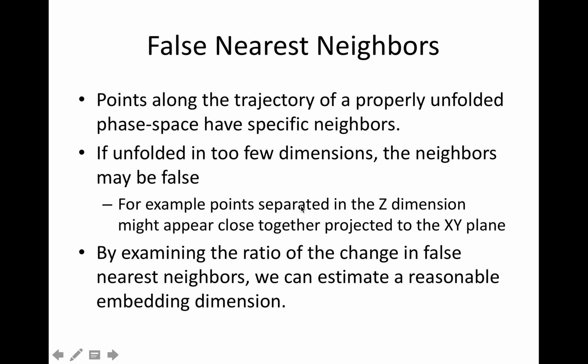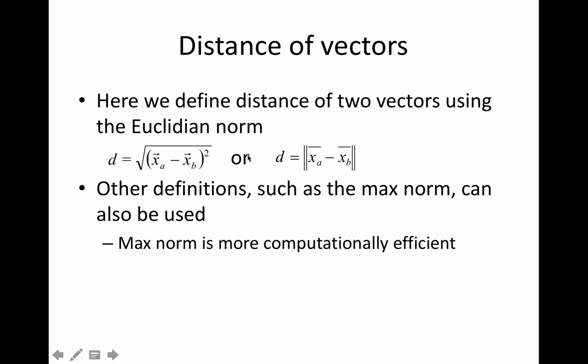As we change dimensionality, we can look at the number of nearest neighbors and examine the ratio of the change in false nearest neighbors. We can estimate a reasonable dimension that's embedded into the system.